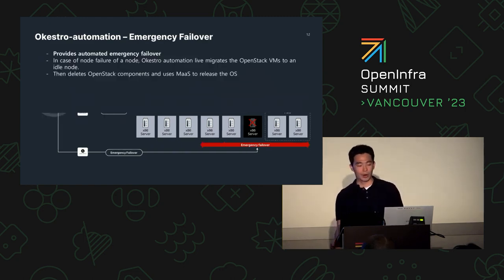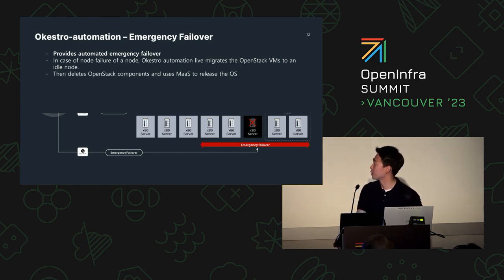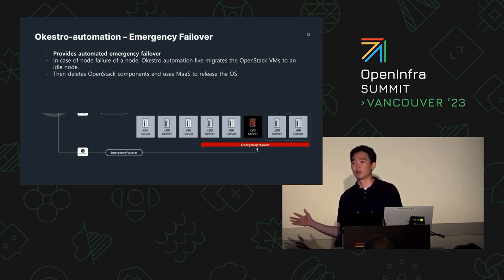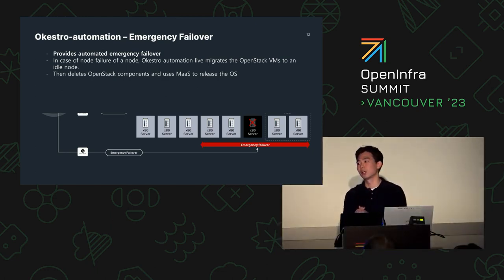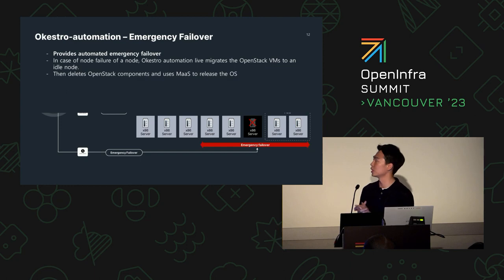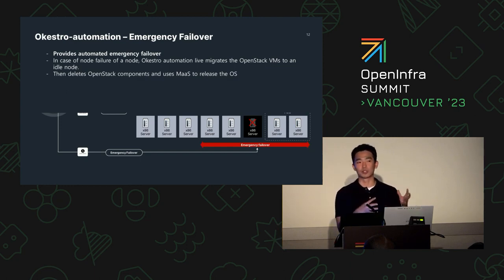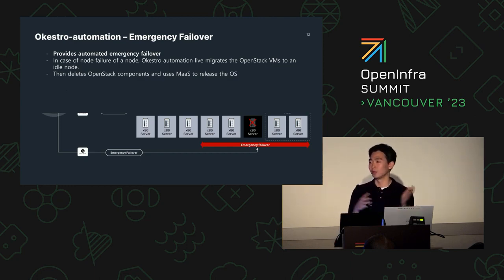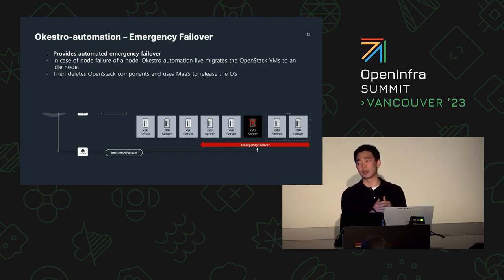First, let's talk about our fault detection and recovery. It provides automation for emergency failovers. In case there's a failure within the nodes, our OpenStack automation tool would find an idle host and go through the same phase as before for the OpenStack deployment. They would deploy the OpenStack components into the idle nodes, and then they will live migrate the virtual machines that were running on that system to the idle host. And then using the MaaS tool, we're going to delete and release the host OS from the failed host and node.